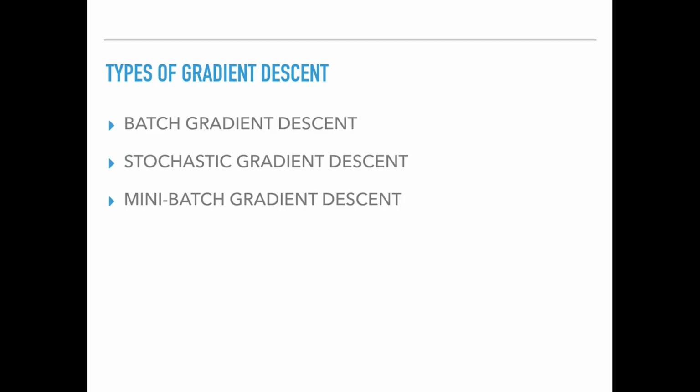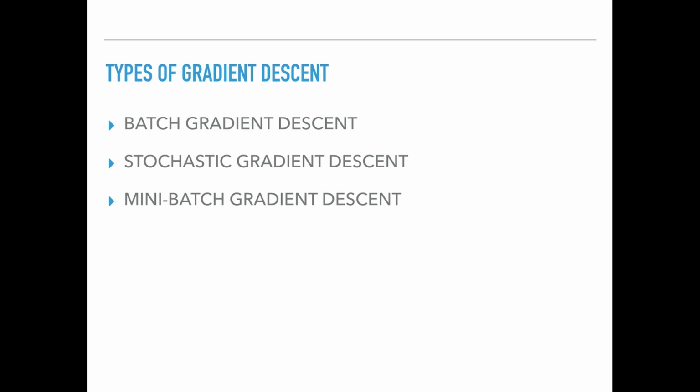Now there are three types of gradient descent. The first one is batch gradient descent. Now this is the first basic type of gradient descent, in which we use the complete data set available to us to compute the gradient of the cost function.